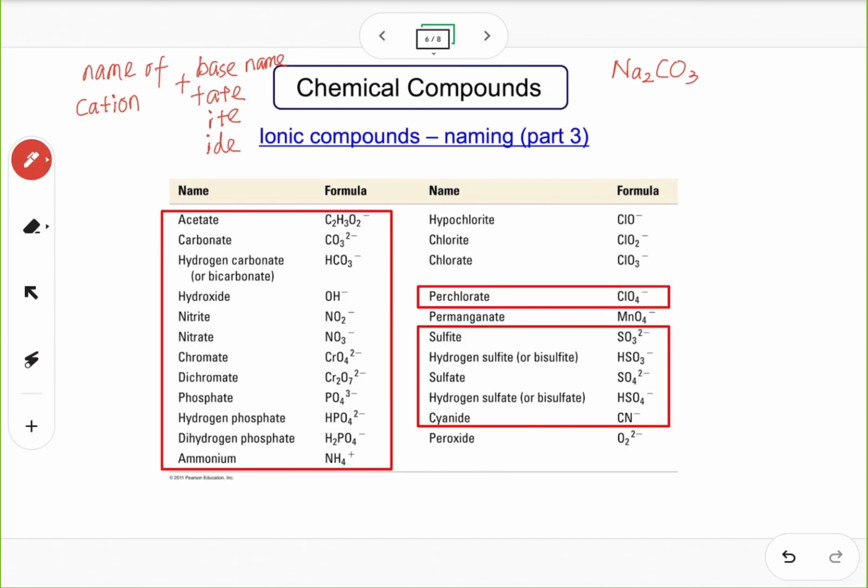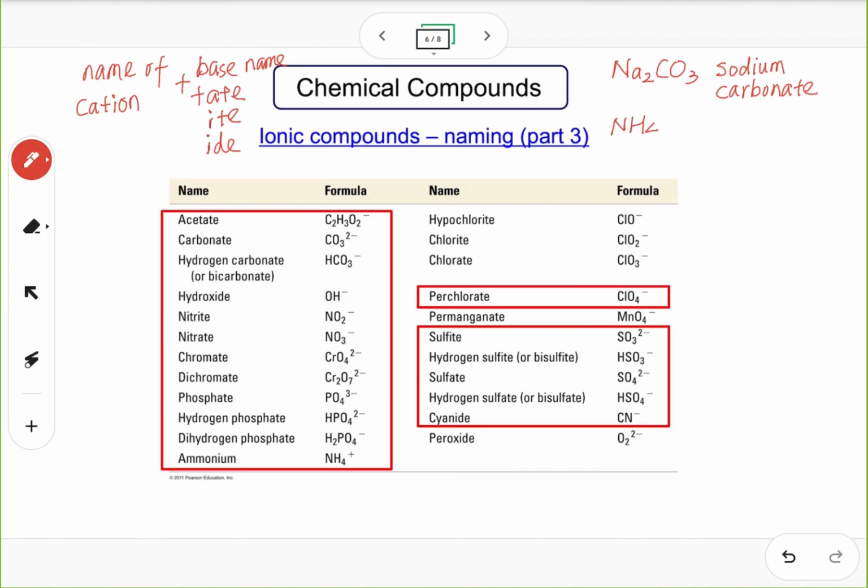Let's name this, Na2CO3. Well, apparently Na would be sodium, and CO3, as you take a look, is going to be carbonate. So carbonate. Okay. All right, let's see this one.